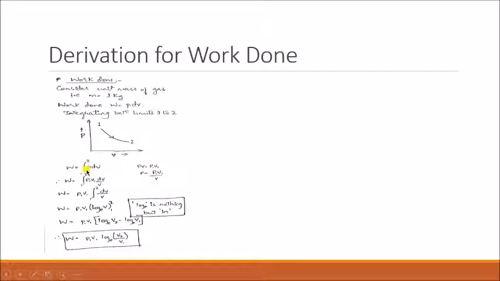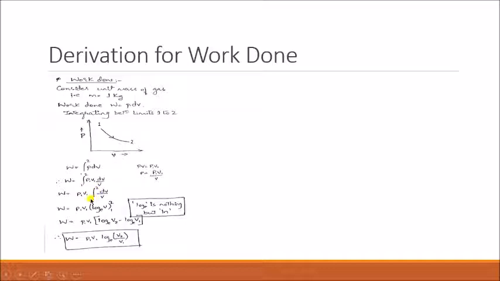So instead of this P value, I'll shift in this whole value, P1 V1 divided by V. Now, this P1 V1 is a constant, meaning at point 1, P1 V1 is the same, it doesn't change. That's why it becomes constant, so I'll take it outside.